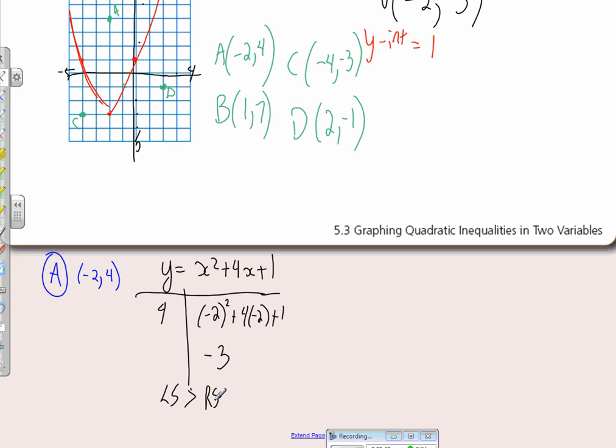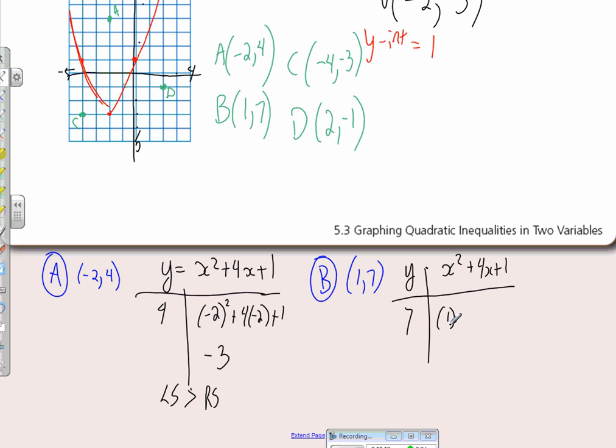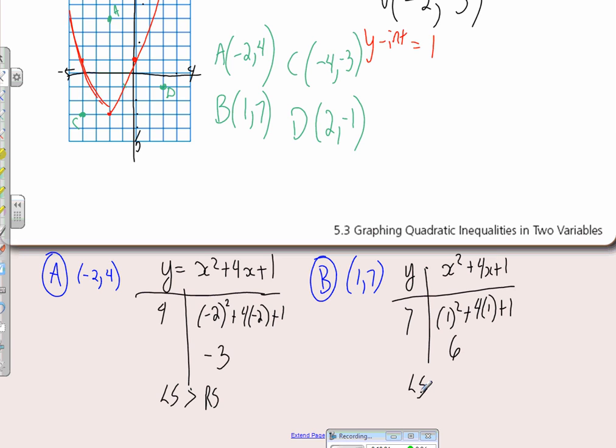Let's look at point B. Point B was 1 comma 7. Let's do the same thing exactly. Take my y and my x squared plus 4x plus 1. And let's see what happens between the two of them. 7, and then we've got 1 squared plus 4 times 1 plus 1. So it gives me on this side 6. Left side is greater than the right side at point B as well.